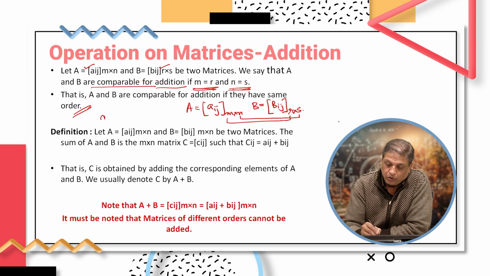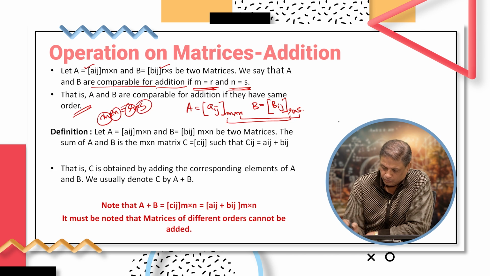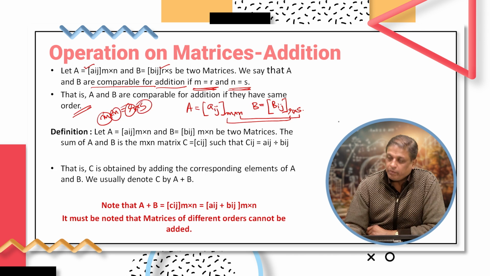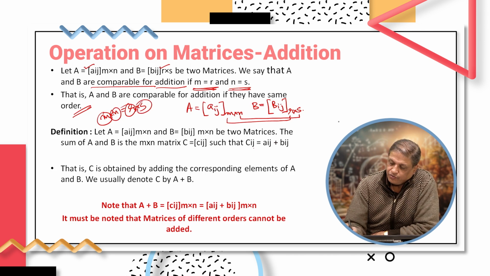That is, m cross n should be equal to r cross s, where m is equal to r and n is equal to s. So, by adding the values one by one, we will get a new matrix, which is Cij, and the value of Cij will be the respective sum of the values from matrix A and matrix B.